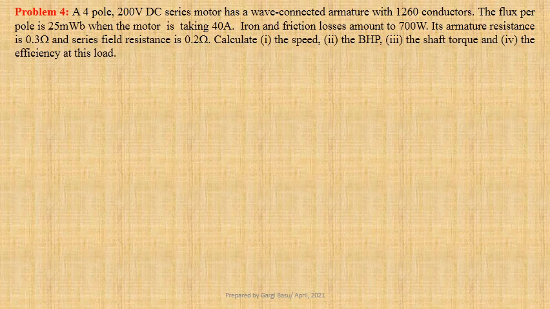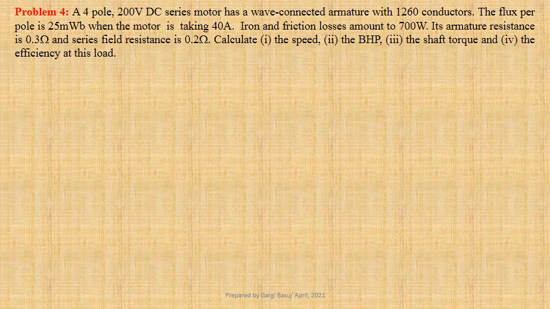A 4-pole 200 volt DC series motor has a wave connected armature with 1260 conductors. The flux per pole is 25 milliweber when the motor is taking 40 ampere. Iron and friction losses amount to 700 watts. Its armature resistance is 0.3 ohm and series field resistance is 0.2 ohm. We have to calculate the speed, the output power in bhp, the shaft torque and the efficiency at this load.